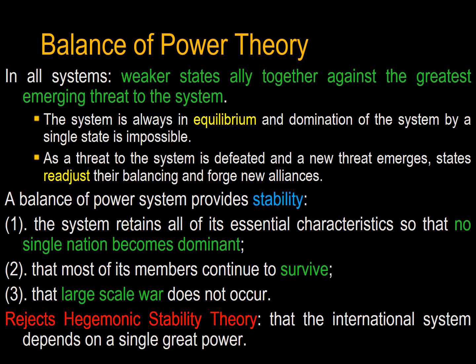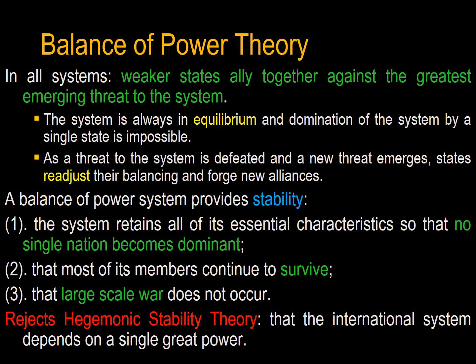Now, in the traditional balance of power theory, we have an argument that in all systems there's a general tendency for the weaker states to get together and ally together against the greatest emerging threat to the system. Therefore, the system is always in equilibrium, and domination of the system by a single state is impossible. As a threat to the system is defeated and declines, and a new threat emerges, states will then readjust their balancing and forge new alliances. We can see this, of course, with the end of the Cold War and the decline of Russia and the rise of China. We can see countries changing their alignments as a consequence.